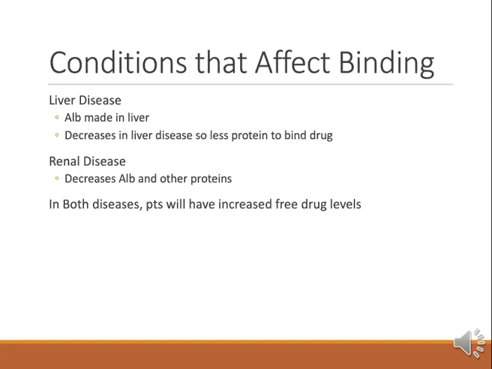Some conditions will affect the binding with proteins. A very big condition is the patients that have liver disease. One of the major proteins that binds drugs is albumin. When patients have liver disease, you have to keep in mind that albumin is made in the liver. So when liver disease is present, albumin is not made at the same rate, in the same manner, it's not as functional. So albumin decreases in liver disease, so less protein is available to bind, basically.